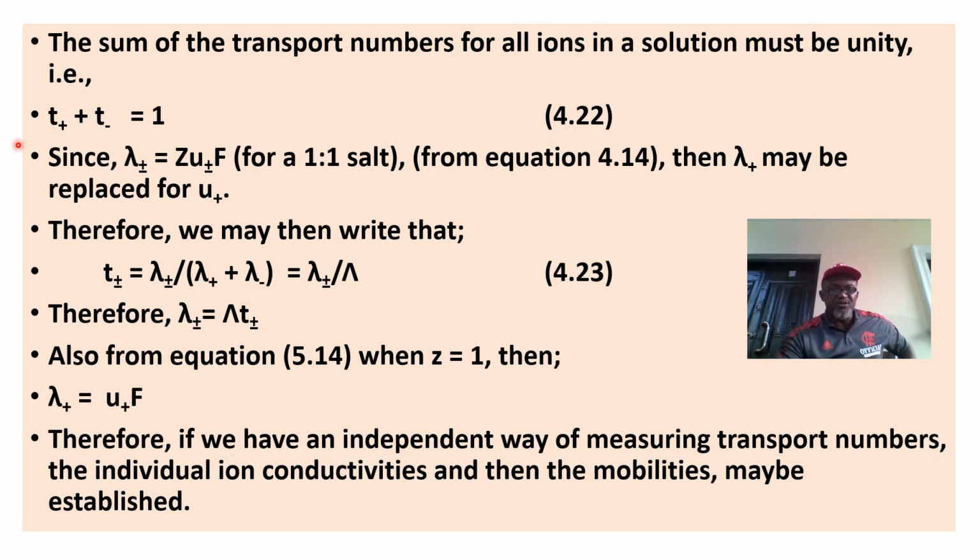The sum of the transport numbers must be unity, that is, T plus plus T minus must be equal to 1. Again, since lambda plus or minus is this, we can also write it in terms of the transport number. If we cross multiply, lambda plus or minus will be capital lambda multiplied by T plus or minus. That's how we got this. Therefore, if we have an independent way of measuring transport numbers, then the individual conductivities and mobilities can also be established.